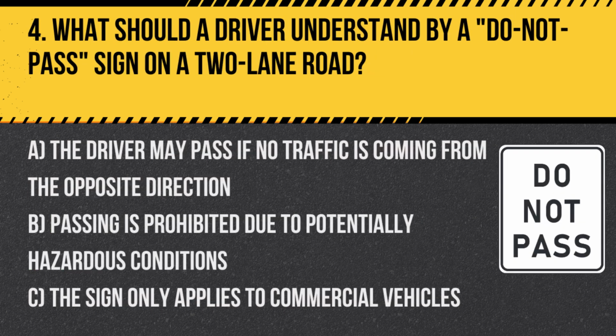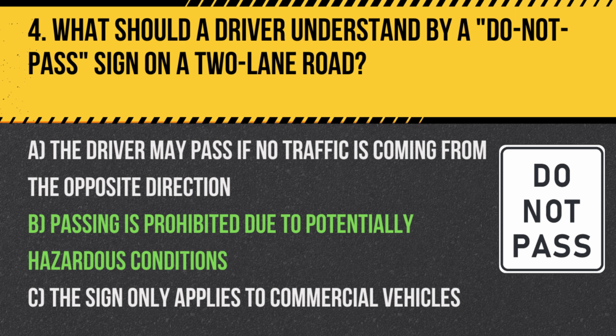Question 4. What should a driver understand by a "Do Not Pass" sign on a two-lane road? A. The driver may pass if no traffic is coming from the opposite direction. B. Passing is prohibited due to potentially hazardous conditions. C. The sign only applies to commercial vehicles.